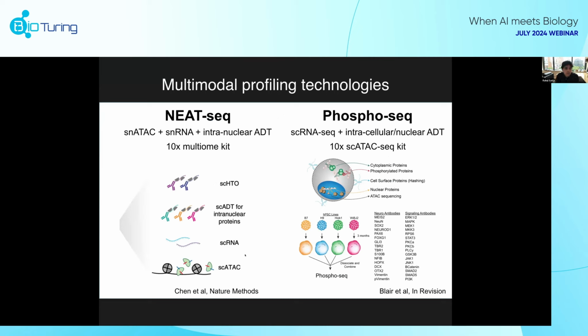So in doing that, I want to mention first a really fantastic technology from Will Greenleaf's lab called NEAT-seq. Some of you are familiar with this. It measures intranuclear proteins, RNA, and ATAC all together in the same nuclei. So you get a lot of information. It's trimodal data, but you have to use nuclei, and you have to use the 10x Multiome kit.